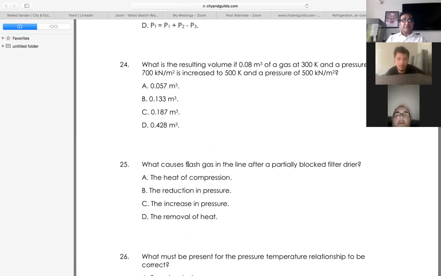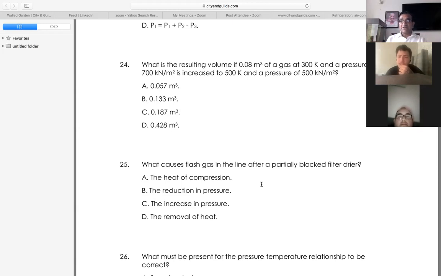Number 25. What causes flash gas in the line after a partially blocked filter dryer? So you've got a filter dryer on the liquid line, and if you've got partial blockage, then what creates that? It's a B. It almost acts as a reduction in pressure, like an expansion valve. Exactly, and that's what we said last week as well.